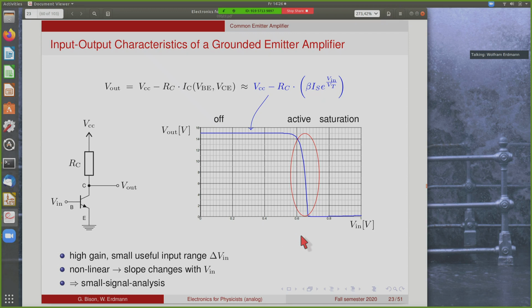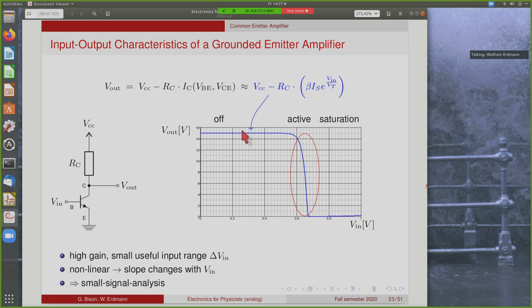Let's look at this for arbitrary values of the input voltage. So this is shown here. You see the input voltage here and the output voltage here. And what is plotted is this expression here. So the output voltage is the supply voltage minus collector resistance times the transistor collector current.